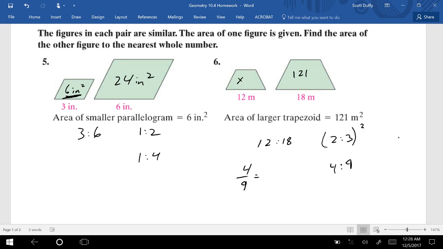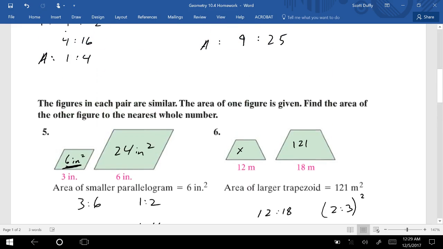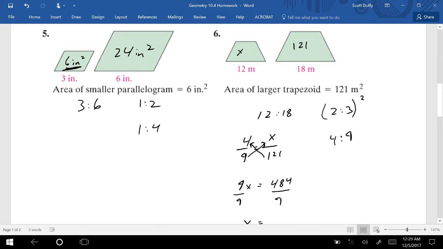Set that equal to unknown x over 121. Cross multiply, 4 times 121 equals 484. 9 times x is 9x. Divide by 9 on both sides, and you get a smaller area of 484 divided by 9, which would be 53.7. That would be square meters.